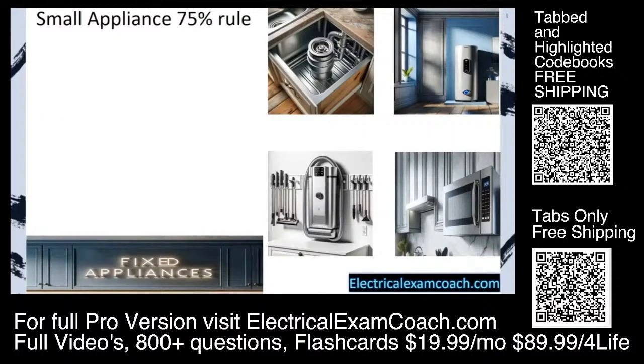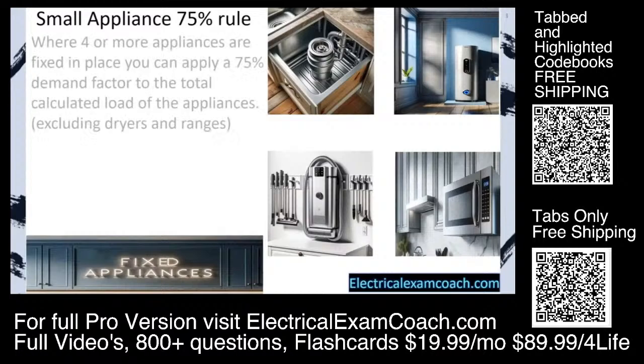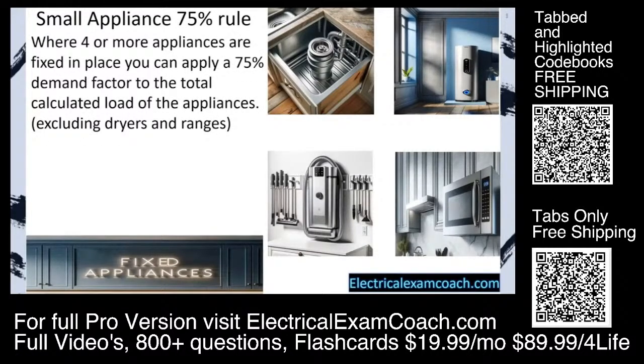The small appliance 75% rule works like this. Where 4 or more appliances are fixed in place, you can apply a 75% demand factor to the total calculated load of the appliances. I do want to note again that this excludes dryers and ranges. We're going to learn how to calculate those separately later in the program. So let's imagine that we have these appliances. And the question is, how do we calculate them all together to turn it into amps and later size our service, which sizes our wire and our pipe?